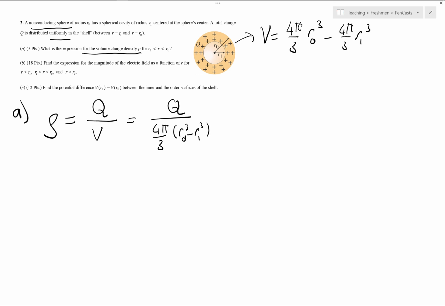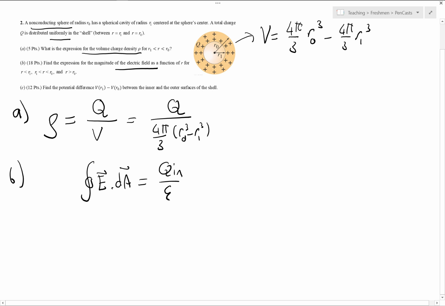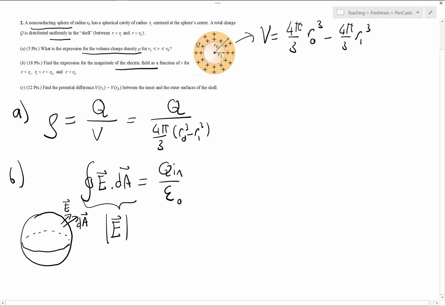Now I need to find the electric field as a function of r for three different regions: inside the hollow, within my spherical shell, and outside my spherical shell. In all cases, because the problem has spherical symmetry, it's best if I use Gauss's law. Whenever I have spherical symmetry, it doesn't matter what the radius of my Gauss surface is. On all points of my sphere, E and dA are going to be parallel. So this flux integral will always be E magnitude times the surface area of the sphere, which is going to be 4πr squared, where r is the radius of my Gauss surface.